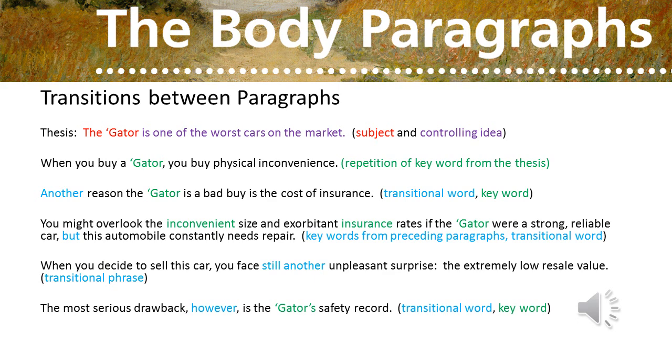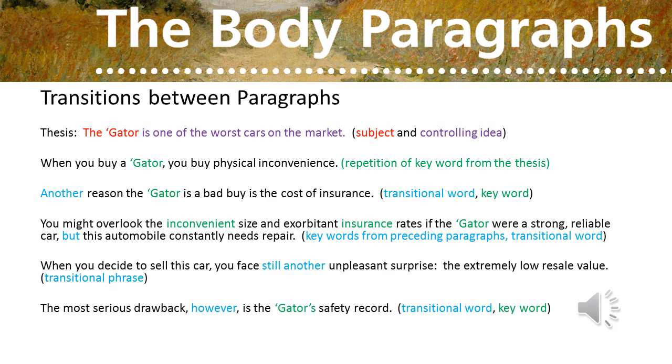Then moving on to the fourth topic sentence, when you decide to sell this car, notice he doesn't use Gator this time, he just uses a pronoun. When you decide to sell this car, you face still another unpleasant surprise, the extremely low resale value. Still another, a transitional phrase, again indicating a continuation of a sequence, another reason why the Gator is one of the worst cars on the market.